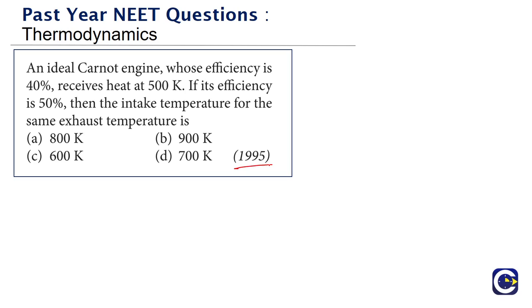We'll start with a question that has come in the year 1995. An ideal Carnot engine whose efficiency is 40% receives heat at 500 Kelvin. Means that is the source. If its efficiency is 50%, then the intake temperature for the same exhaust temperature is.